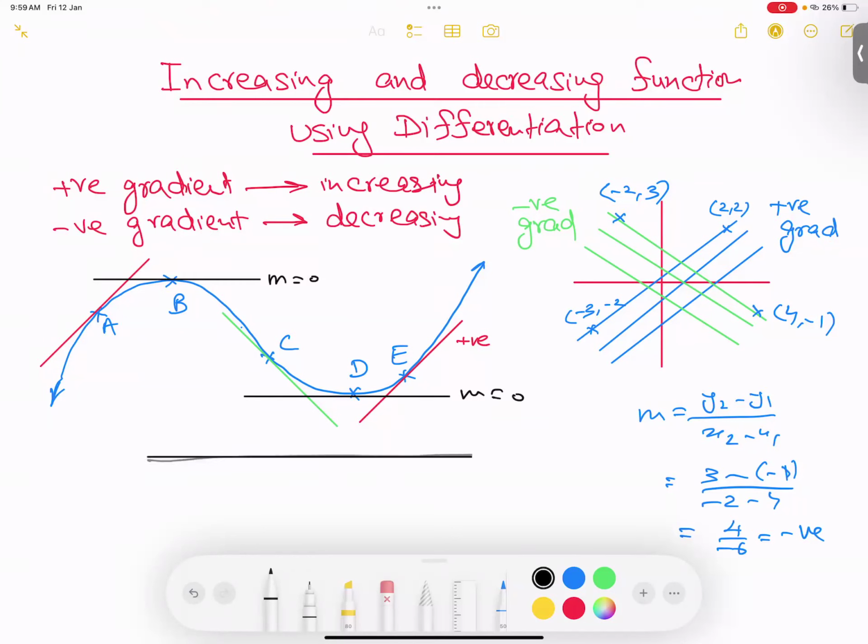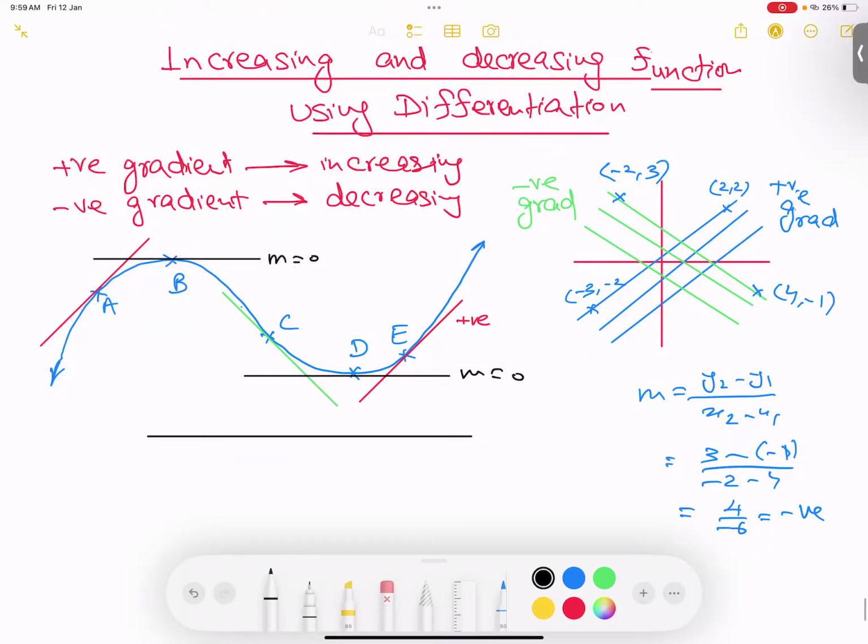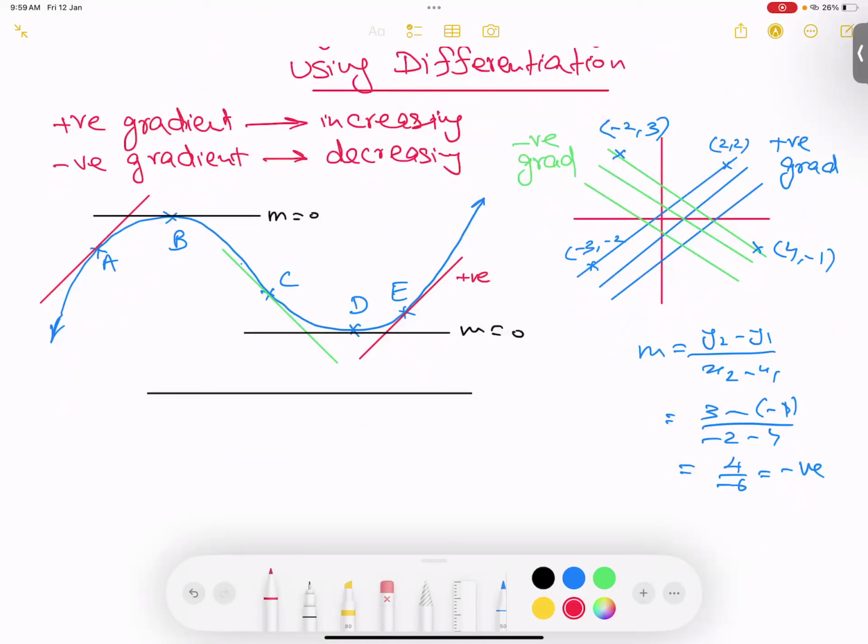Sometimes they can ask you whether the function is increasing or decreasing. That is a very clear point. For example, I give one example here. Let's start. A question is given here.